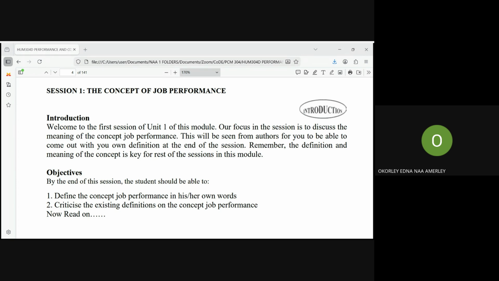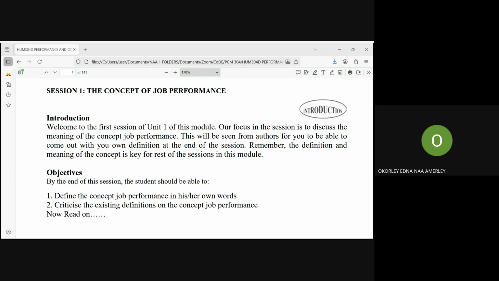Okay, so let's continue with the class. We are into the first session. We will be looking at the concept of job performance. This unit, as you can hear from the topic I mentioned, is going to give you what we mean when we say job performance. What at all is job performance about?